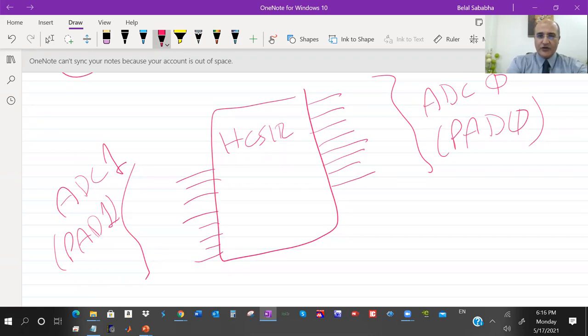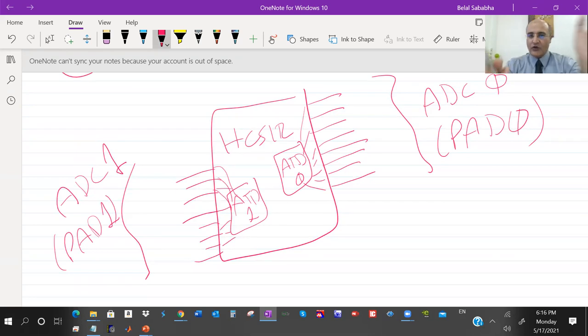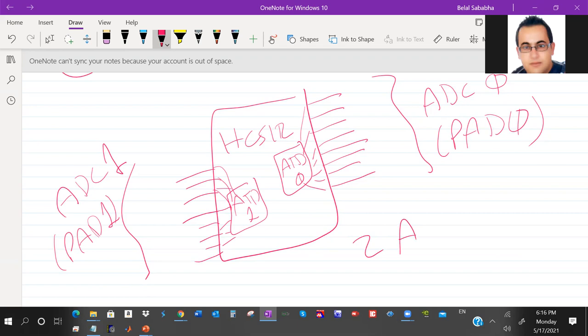This one is controlled by an A to D, zero. And these are all somehow connected to this A to D. And this one has another A to D, one. So how many A to Ds do we have? Two A to Ds. طيب.